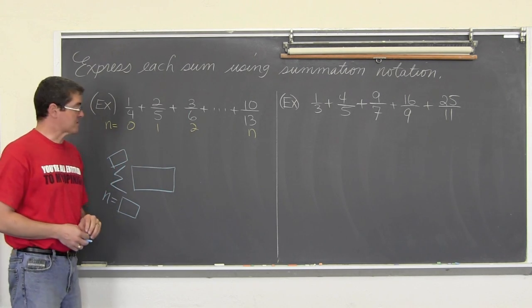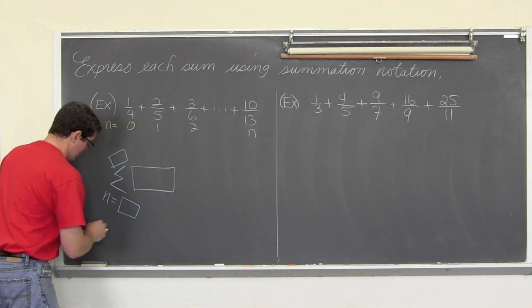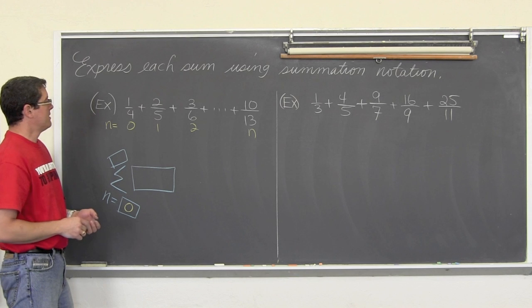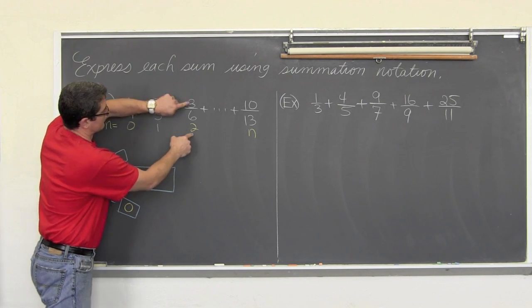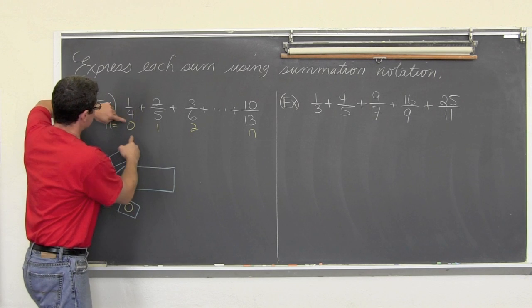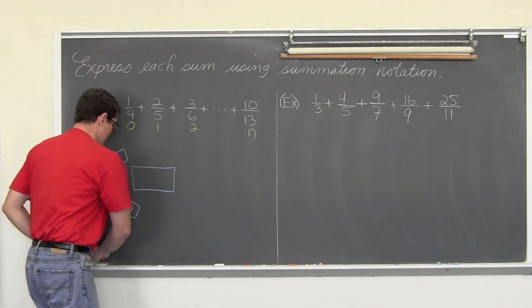We'll just do 3 examples instead of 2. If I want my lower limit to be 0, or my lower index to be 0, then to get from 0 to 1, from 1 to 2, 2 to 3, and, well, let's see. I'm taking my values of n and I'm simply adding 1.